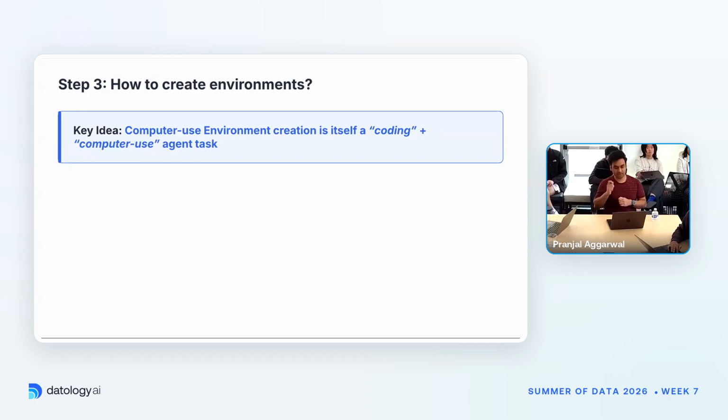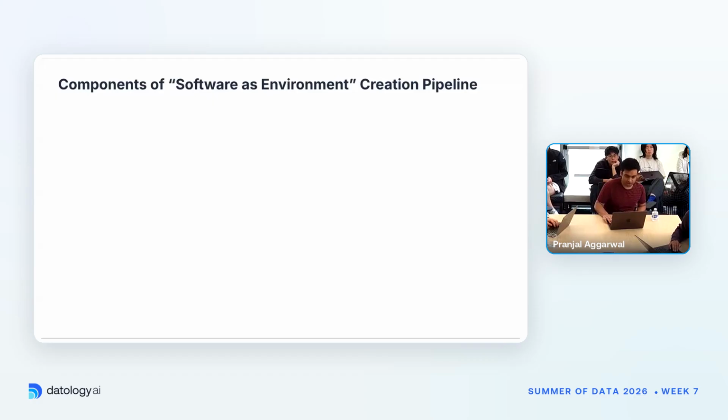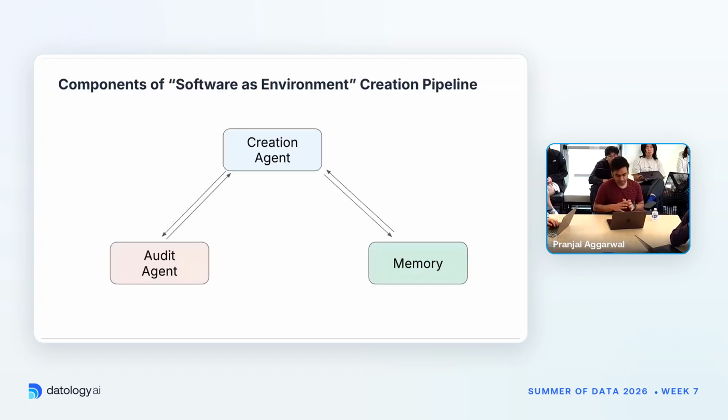Just to clarify, when I'm talking about creating an environment, I do not mean creating a clone of the software. I mean downloading it, setting it up, maybe running services, or just making it accessible to the agent that will be evaluated on that environment. But this is a coding and computer use agent task. So basically, we had just 3 components in our pipeline.